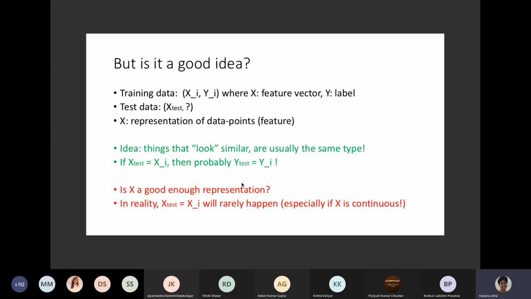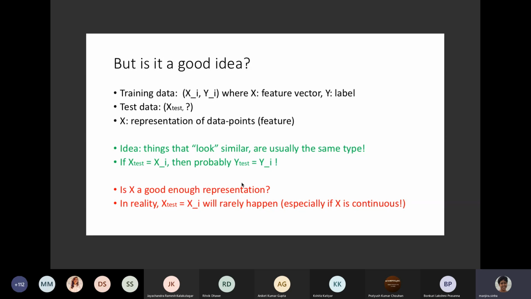But before that, there are some other questions to address. First of all, is x a good enough representation? Because x is nothing but a feature vector of my data point. So how do I choose the features? How important are they? I think you have also read about the importance of different features, the information gain, to be considered while choosing different features.